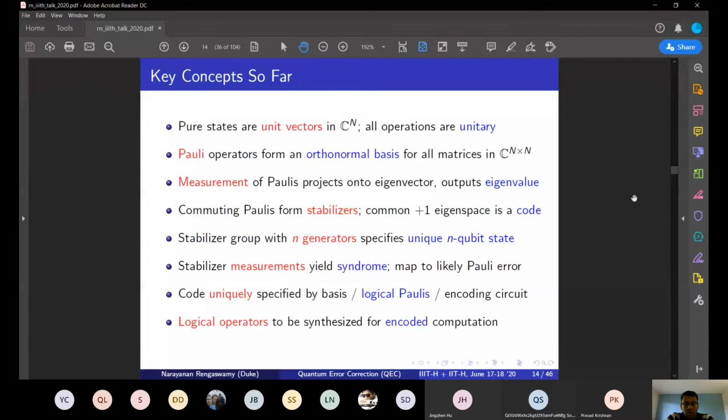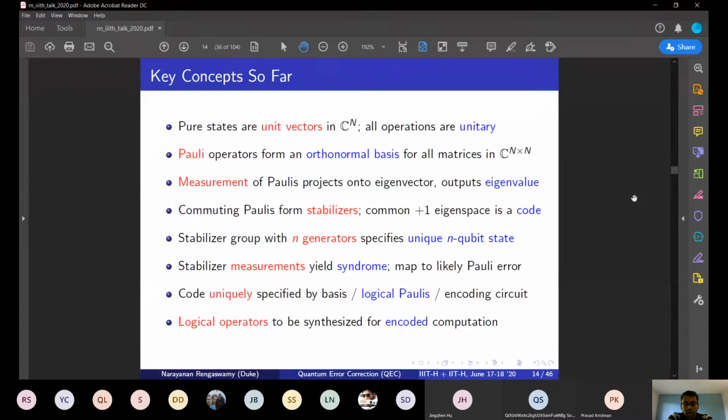And a code can be uniquely defined in three different ways. You can either define the logical basis states, the logical computational basis states, meaning, if you have k logical qubits, you define what is the physical n qubit state that denotes the logical 000 state all the way up to the 1111 state. So if you have k logical qubits, you have 2 to the k basis states. And if you define the n qubit code states that represent the 2 to the k logical computational basis states, then you have uniquely defined the code.